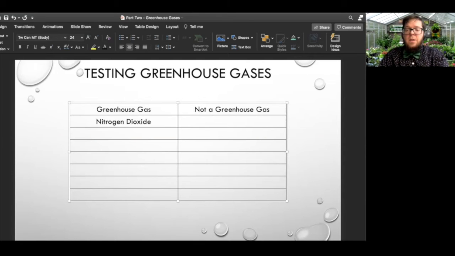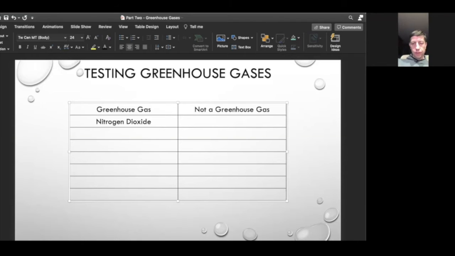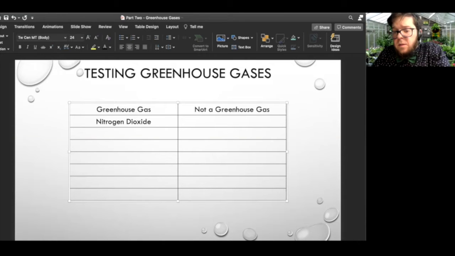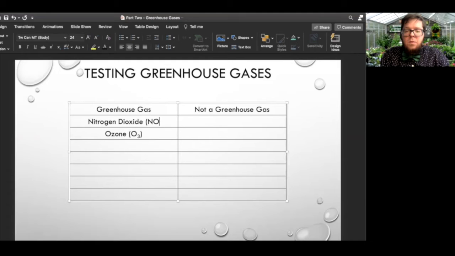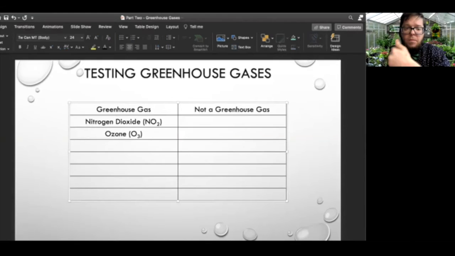Anyone got another one they know? Ozone is a greenhouse gas. What was that gas? Ozone. Ozone absolutely is a greenhouse gas. Ozone, right? O3. I'll put the molecular formulas in here as well. Ozone being three oxygen atoms, nitrogen dioxide, NO2, right? Nitrous oxide, by the way, is N2O, so you know it's not the same molecule. So we've got two so far, nitrogen dioxide and ozone.